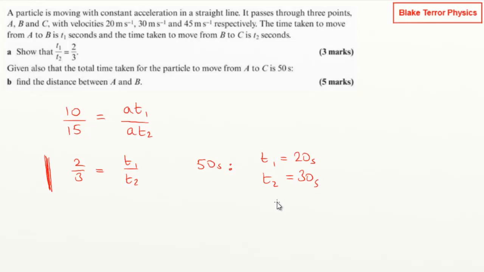So if we want the distance from A to B, that is going to be the average velocity multiplied by the time. So the distance from A to B, average velocity 25 meters per second, multiplied by the time of 20 seconds, and that is going to give us 500 meters.